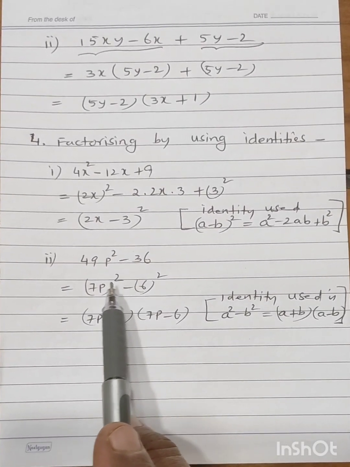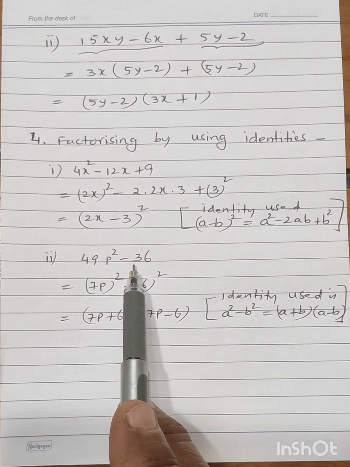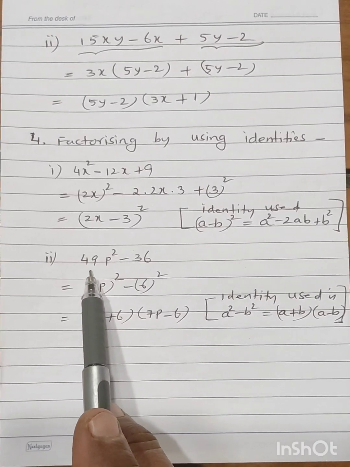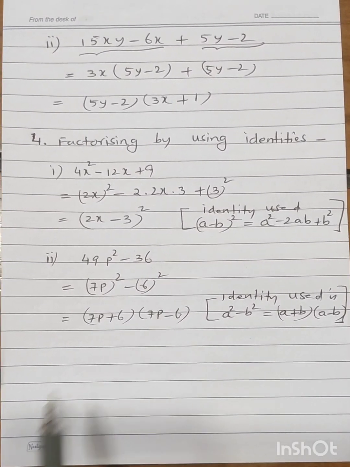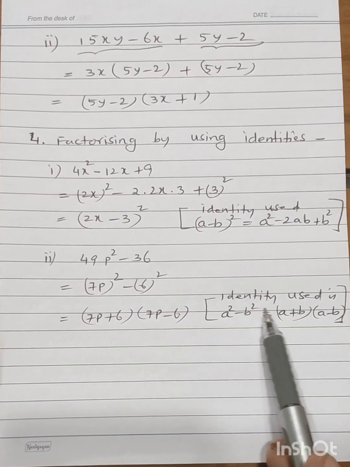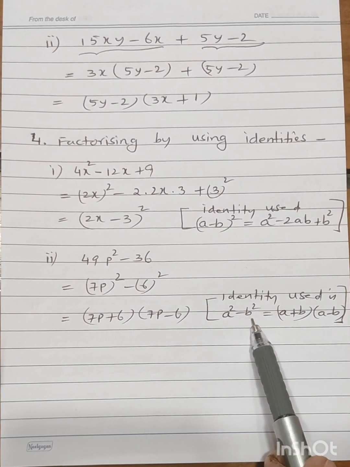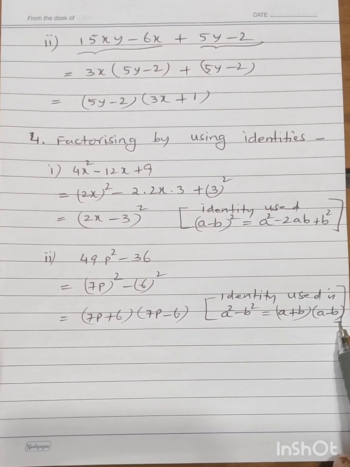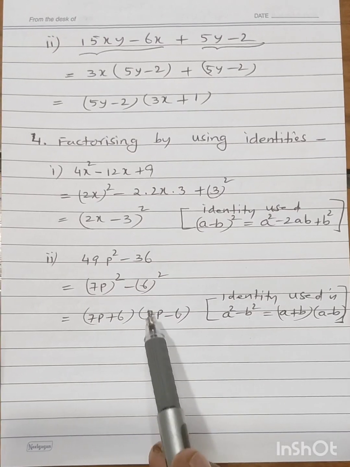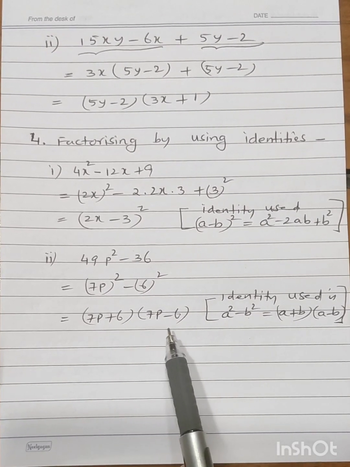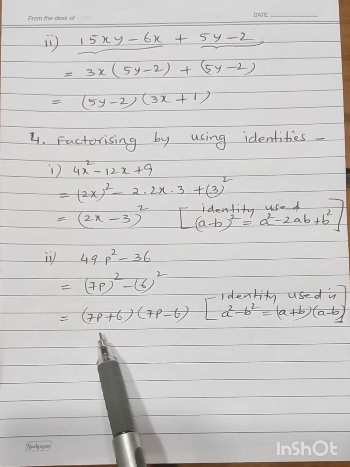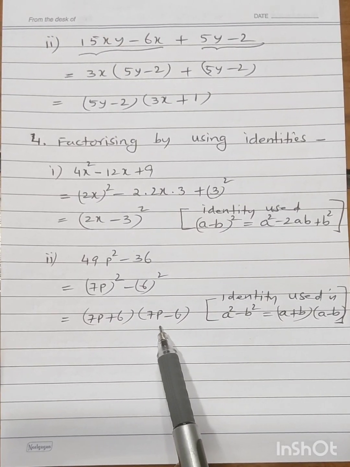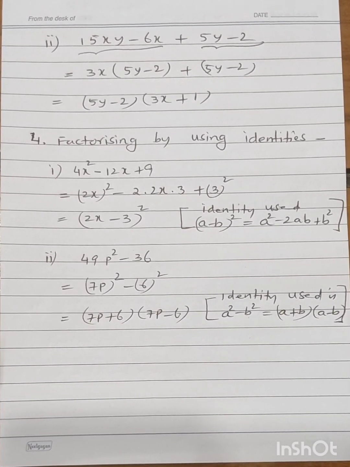Another example here is 49p square minus 36. We can write it as 7p whole square minus 6 square. Now we have an identity, a square minus b square is equal to a plus b, a minus b. So this can be written as 7p plus 6, 7p minus 6. This expression has two factors, 7p plus 6 and 7p minus 6.